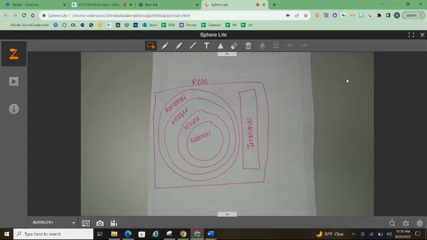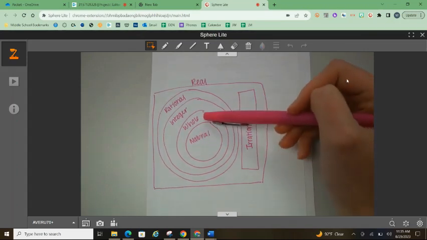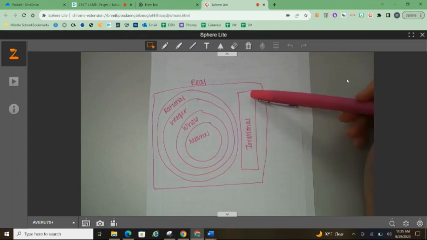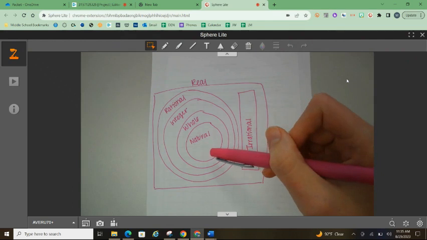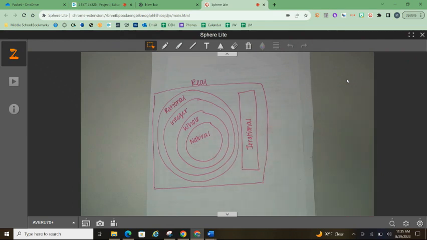All right, so let's go ahead and talk about part one, which is classifying real numbers. So I've drawn our Venn diagram here. Natural is in the middle, then whole, integer, rational. Irrational is on the side, and real is every number we know.